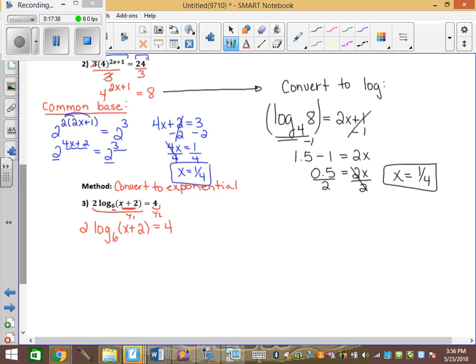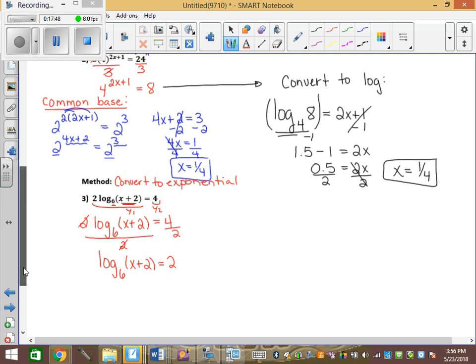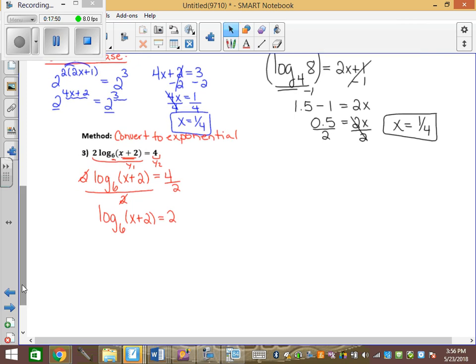I need to have a 1 in front. So I'm going to divide both sides by 2. So now I have log base 6 of x plus 2 equals 2. And then I can convert to exponential. So I'm going to get 6 squared equals x plus 2.